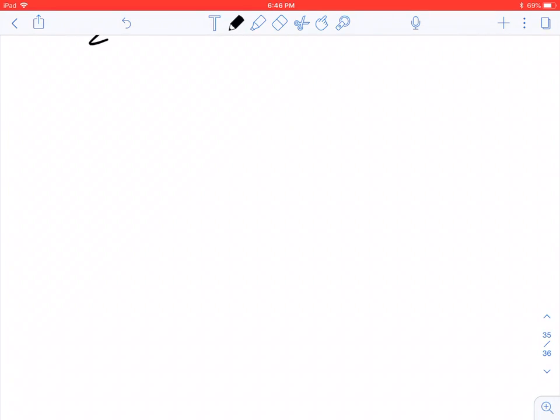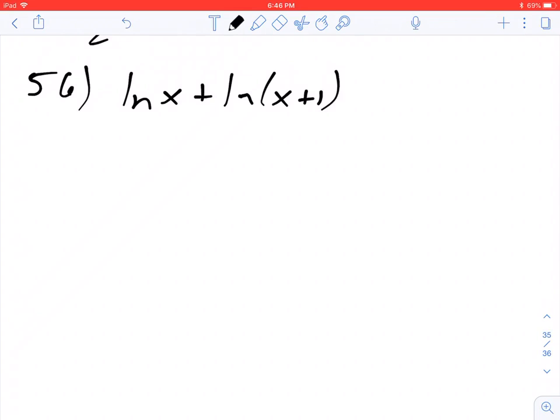All right, now the last one from this set is number 56. And number 56 is natural log of x plus natural log of x plus 1 equals 1. Now this one's going to utilize the product property. The product property allows us to condense but also expand. Whenever you're logging a product, or if you have 2 logs that are being added together, you can create a product, which is what we're going to do here.